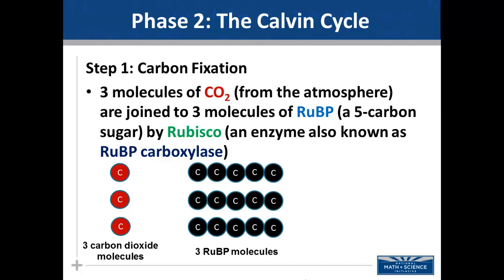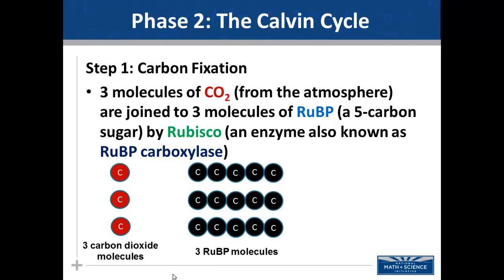Basically, its job is to take these carbons on the left-hand side, which are coming from carbon dioxide, and form a bond between each of these carbon dioxide molecules and a corresponding RuBP molecule. Throughout this module, I've just shown the carbons. Carbon dioxide, of course, is CO2, but we're just focusing on the carbons. RuBP has more than just 5 carbons in it. It has hydrogens and oxygens and other atoms, but for clarity, I'm just showing the carbons.